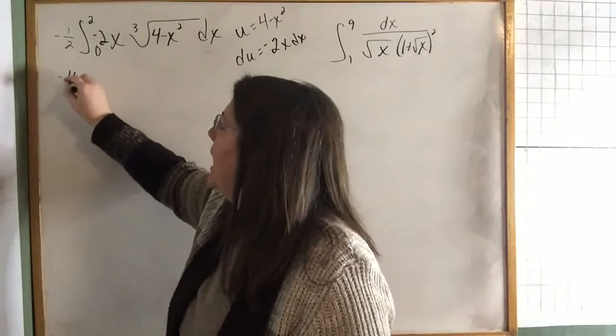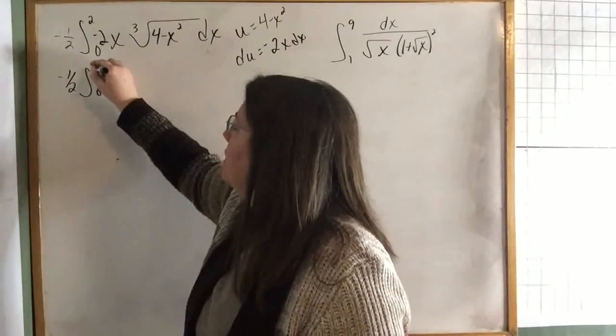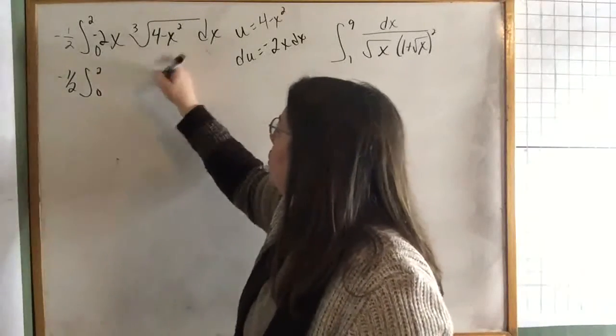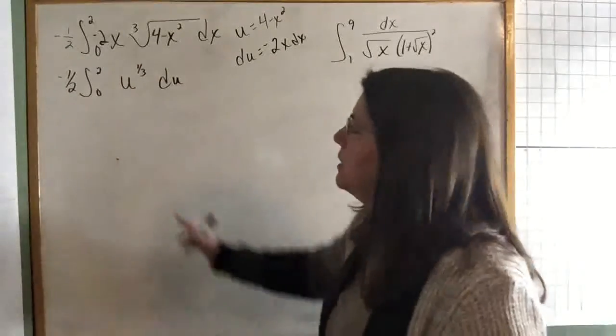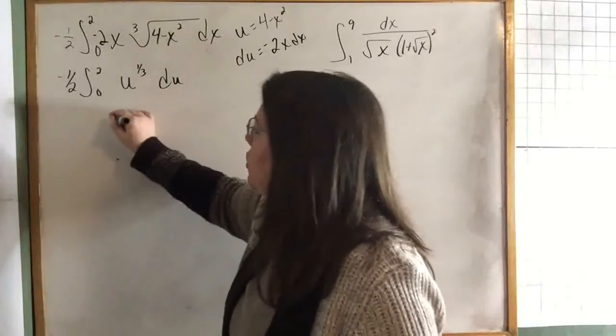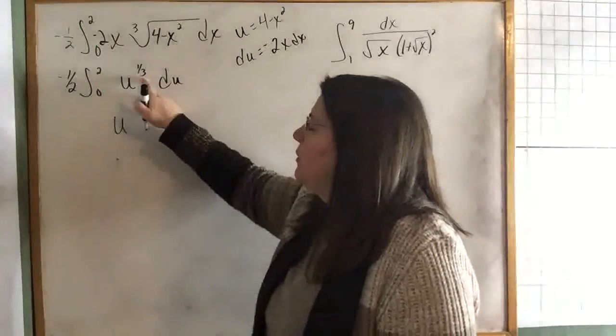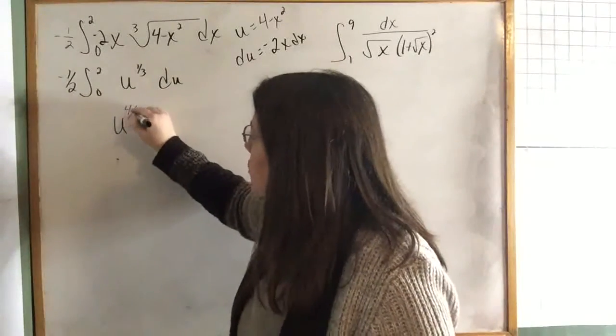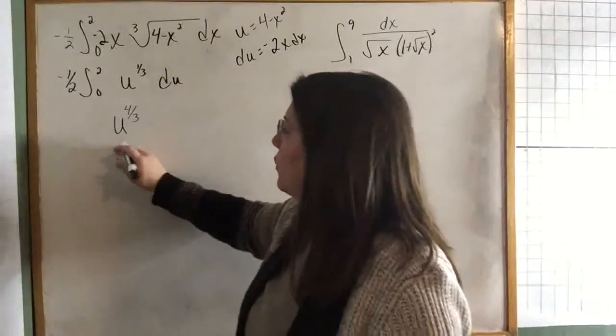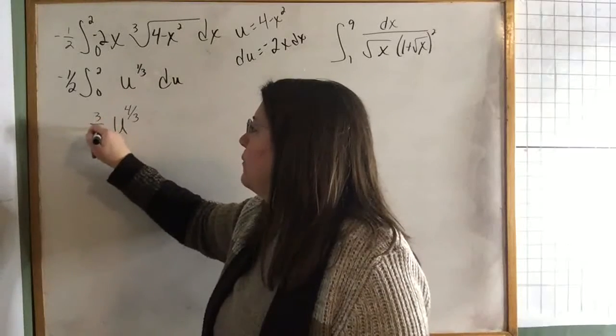I've got -1/2 going from 0 to 2 of u to the 1/3 du. So if I integrate this, I'm going to have a u, 1/3 plus 1 is 1/3 plus 3/3, which is 4/3. So that's u to the 4/3 over 4/3, which would be times a 3/4.